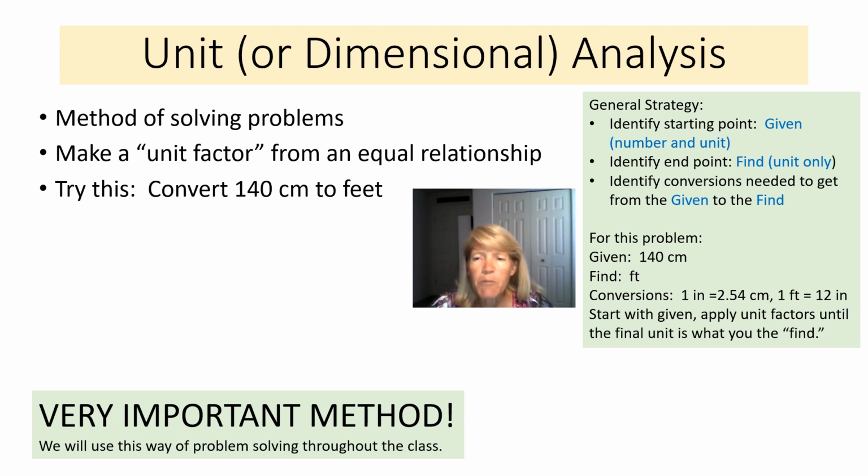So for this problem here, our given is 140 centimeters. Notice the given is a number and a unit. The find is feet. How many feet? The find is the question, and it's only a unit. It doesn't have a number yet. That's what we're trying to find. And the conversions are either given in the problem or we find them from tables.